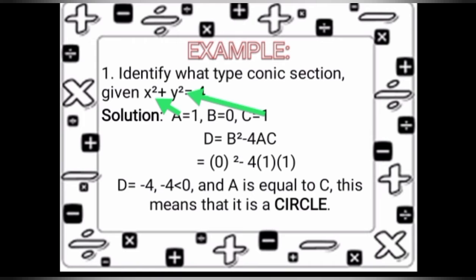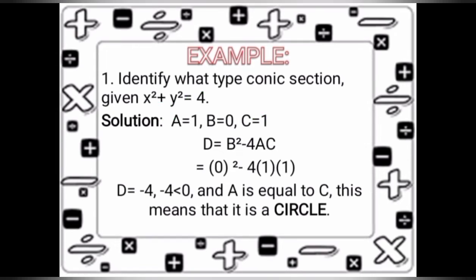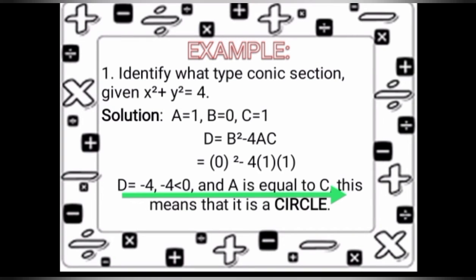Let's substitute their values so that we can get the discriminant. b is equal to 0, so 0 squared minus 4 times a, where a is equal to 1, times c, where c is equal to 1. So 0 minus 4 is equal to negative 4. And we all know that negative 4 is less than 0. And as you can see, a is equal to c. Therefore, this type of conic section is what we call the circle.